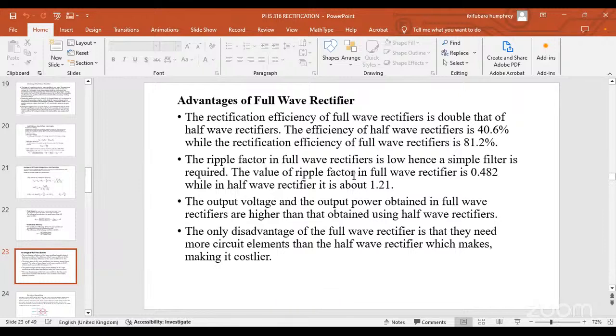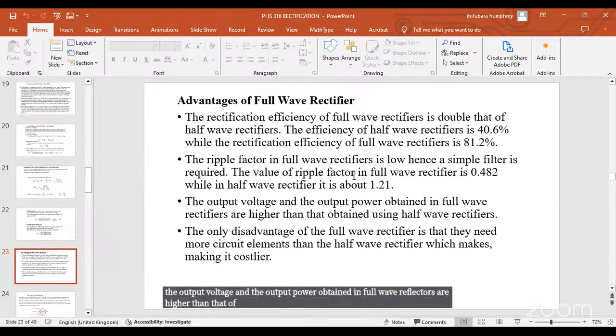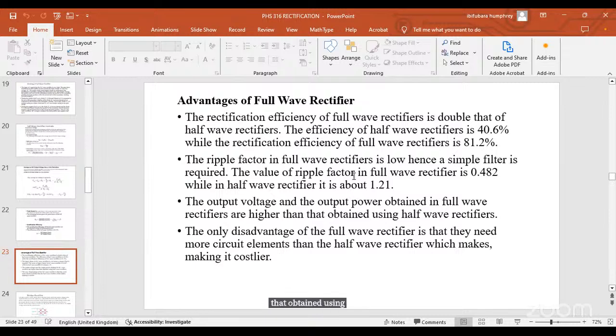The output voltage and the output power obtained in full wave rectifiers are higher than that obtained using half wave rectifier. Of course, that shows why we have high efficiency.